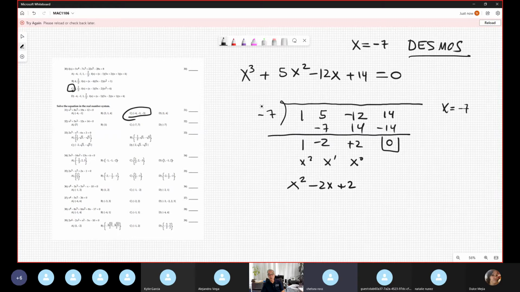They want to prove that this trinomial is irreducible quadratic because the solutions are complex. The easy way to do this is you determine that A is 1, B is negative 2, and C is positive 2, and you compute the discriminant, not necessarily solving the quadratic equation. You can if you want.